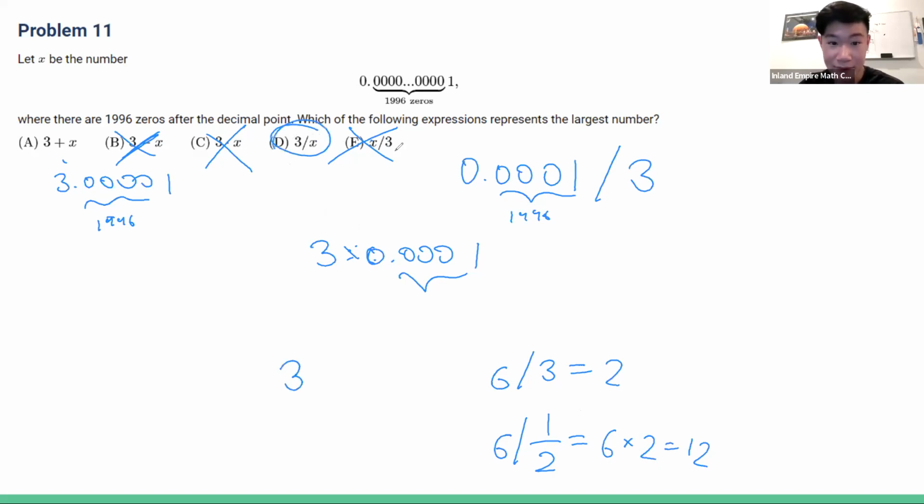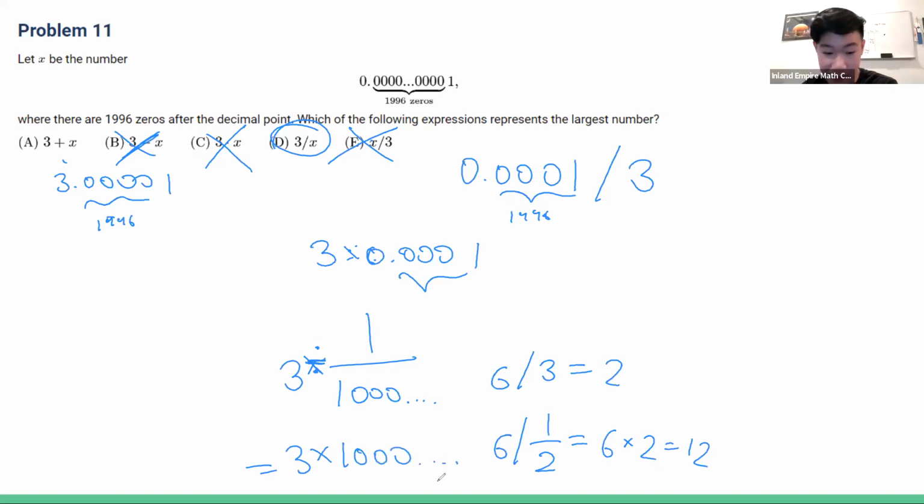If you really wanted to check, you can convert this decimal to a fraction in a sense. So this will just be 1 here with that many zeros behind it. And then we know that, sorry, we're dividing. This will equal 3 times the reciprocal of this, which is 1 followed by that many zeros. So this is going to be a huge number. All right, so the answer is D.